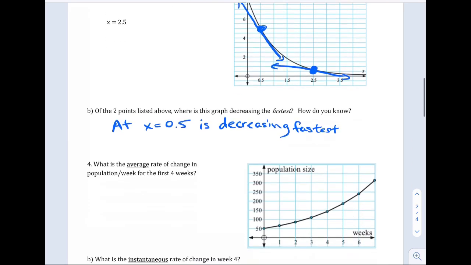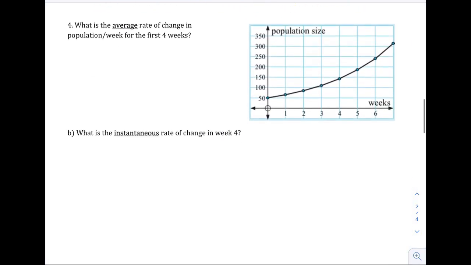It's dropping faster. Number 4, what is the average rate of change in population for the first 4 weeks? So we're saying from week 1 to week 4. I want to know what is the average rate of change over that. So the first point is at 0 and 50. The second point that we're dealing with is at 4 and, let me erase that, it looks to be about maybe 140. Put it back on. I just wanted to see if it was above or below that line of 150.